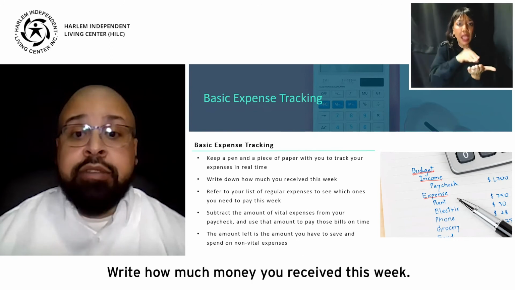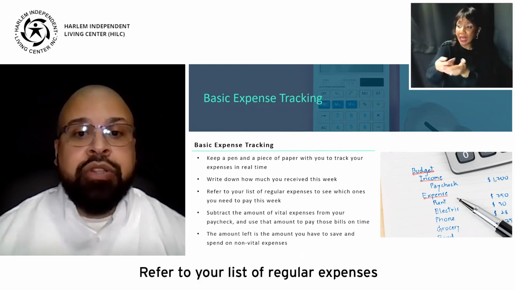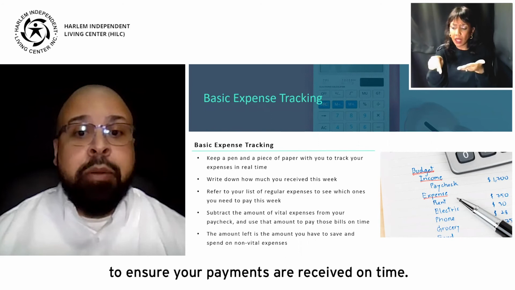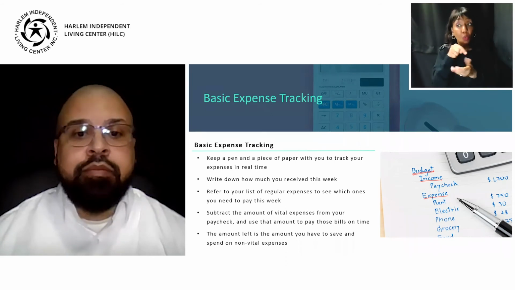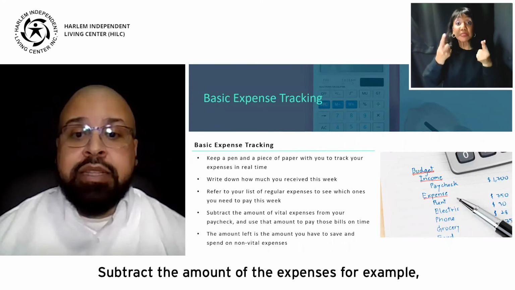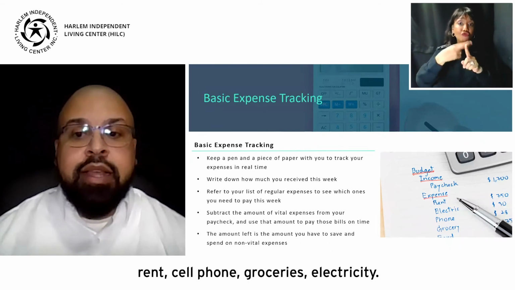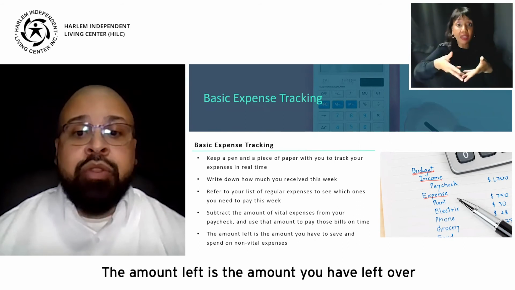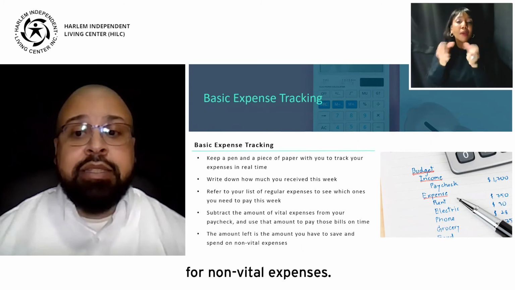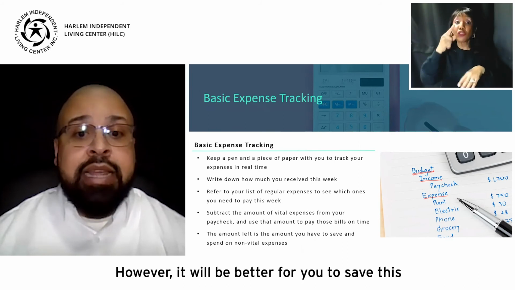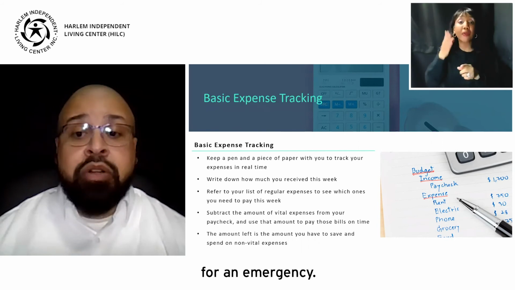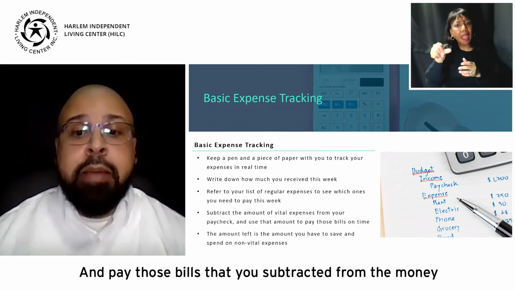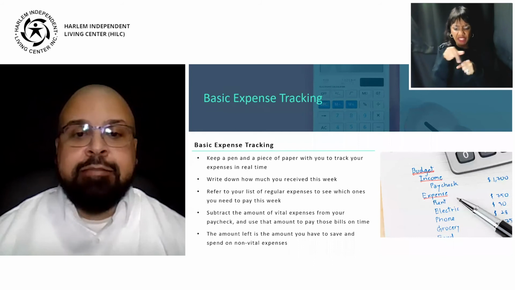Write how much money you received this week. Refer to your list of regular expenses and determine which ones you need to pay this week to ensure your payments are received on time. Subtract the amount of the expenses. For example, rent, cell phone, groceries, electricity. The amount left is the amount you have left over for non-vital expenses. However, it will be better for you to save this extra money in case you need it for an emergency. And pay those bills that you subtracted from that money that you received this week.